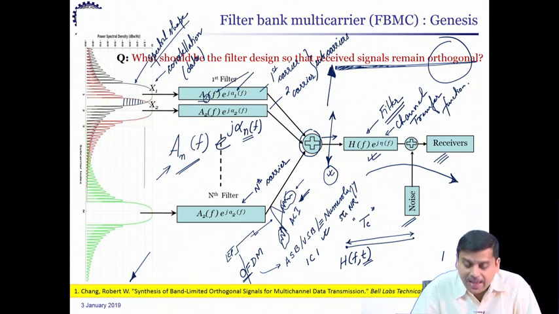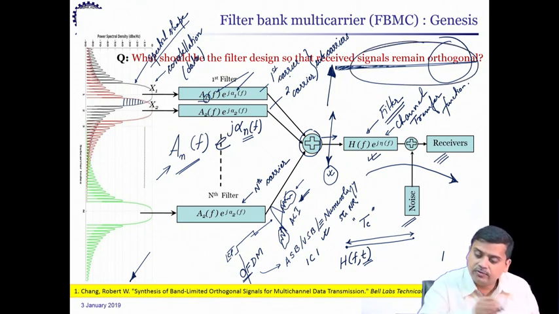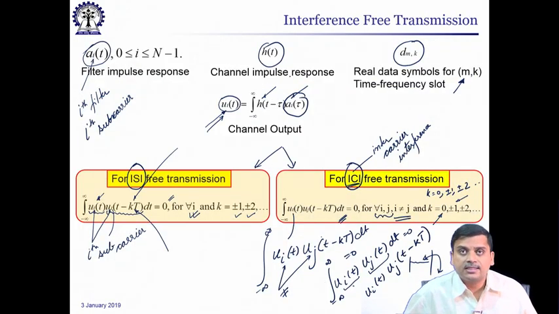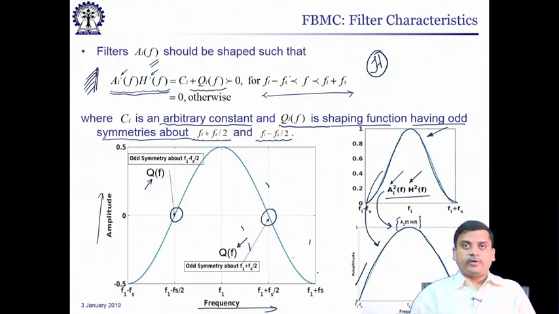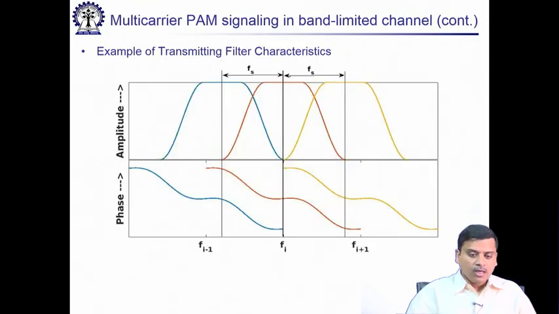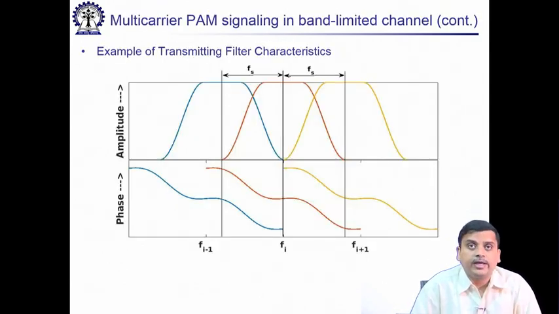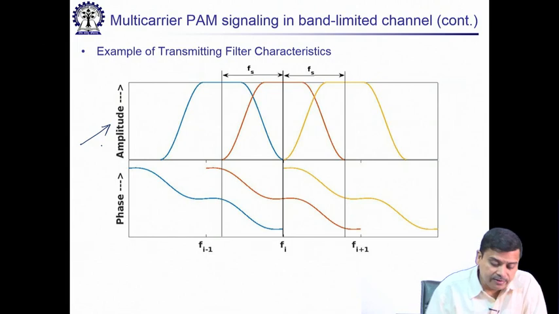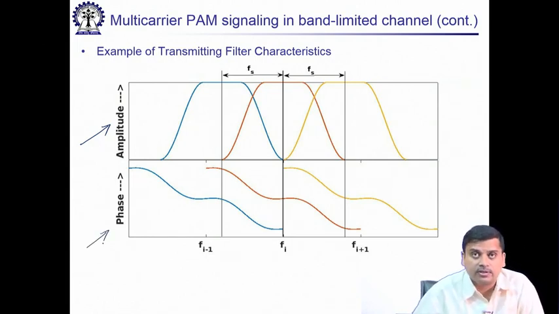So, now if we add this kind of adaptivity into the system, this can also be considered as one more dimension of link adaptation, whereby you would like to get signals which are orthogonal at the receiver for a given communication channel, which satisfies both ISI free as well as ICI free transmission requirements. So, typically if we put everything together, the amplitude response would look like as we have given over here, and the phase response would look like this for the different subcarriers.